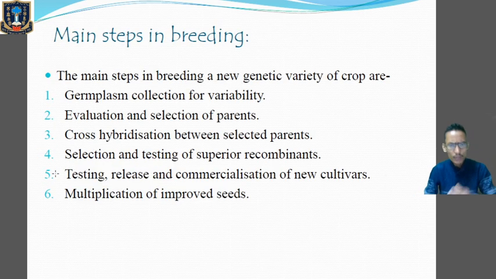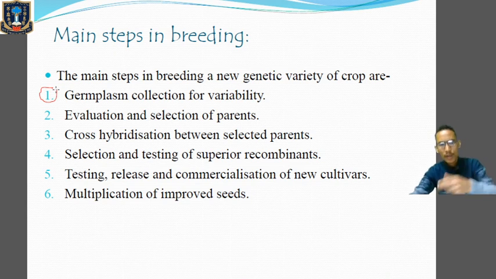Now we'll go through the many steps in breeding, because plant breeding programs are carried out in a systematic way worldwide, in government institutions and in private organizations. So there are different institutions carrying out plant breeding programs. As you can see in the figure on the screen, these are a few steps involved in plant breeding programs. The first step is germplasm collection for variability.